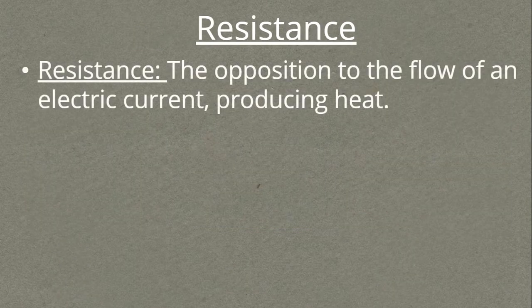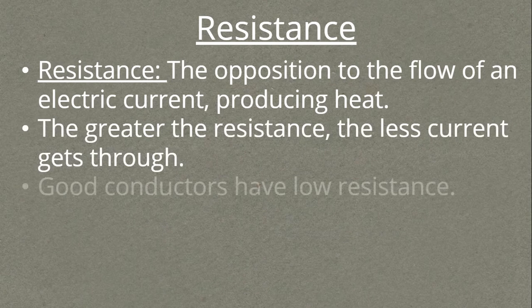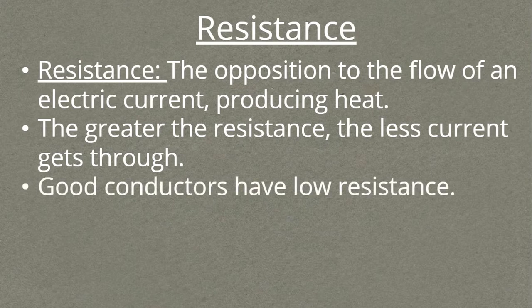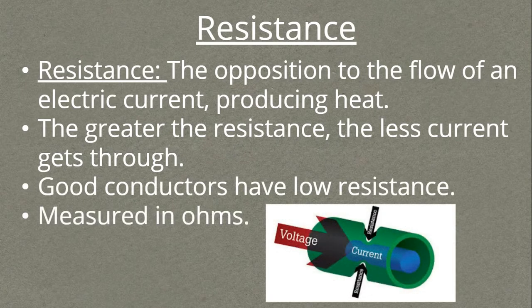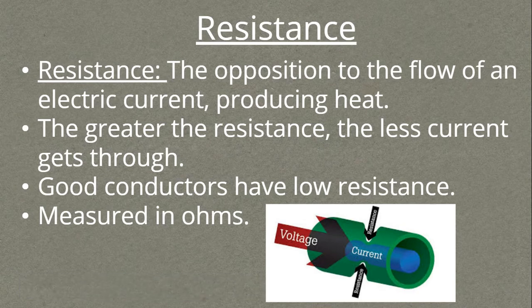And next, we have resistance. Resistance is the opposition to the flow of an electric current, and it produces heat. The hotter something becomes, the harder it is for the current to flow through. Again, the greater the resistance, the less current that gets through. Good conductors have a low resistance, and resistance is measured in ohms. Again, we see here the voltage is trying to push the current along, and the resistance is what's squeezing the current, making it harder for the current to get through.